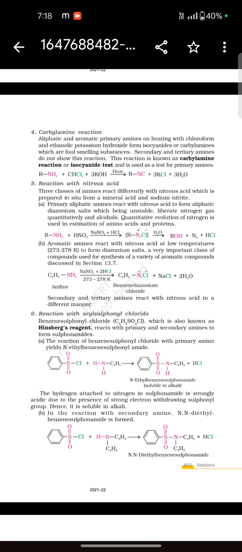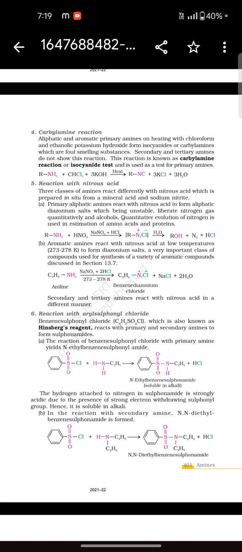First, primary aliphatic amines react with nitrous acid to form aliphatic diazonium salts, which are unstable and liberate nitrogen gas quantitatively, giving alcohols. Quantitative evolution of nitrogen is used in estimation of amino acids and proteins. RNH2 plus HNO2 in presence of NaNO2 plus HCl gives RN2+ Cl-. Again, reaction with H2O gives ROH plus N2 plus HCl.